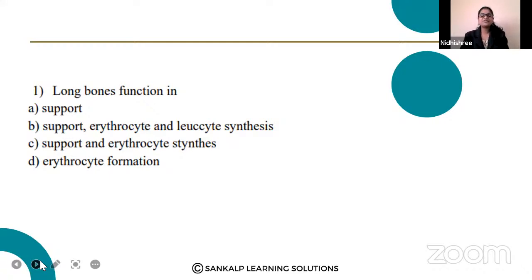Okay guys, let us start with the first question of locomotion and movement. The first question goes like this: long bones function in option A support, option B support erythrocyte and leukocyte synthesis. Here it should be leukocyte. Option C support and erythrocyte synthesis, option D erythrocyte formation.